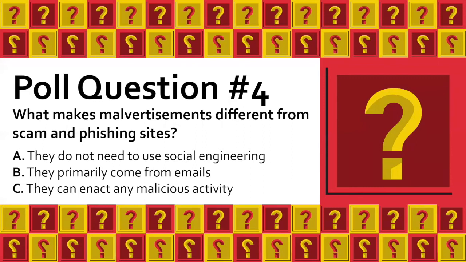Okay, here are the results. So a lot of you got it correct. Malvertisements are different from other websites because they can enact any malicious activity. Malvertisements can still rely on social engineering to trick the user, and malvertisements rely on displaying advertisements rather than primarily coming from emails. So the most different here from the other websites is that they can enact any malicious activity.